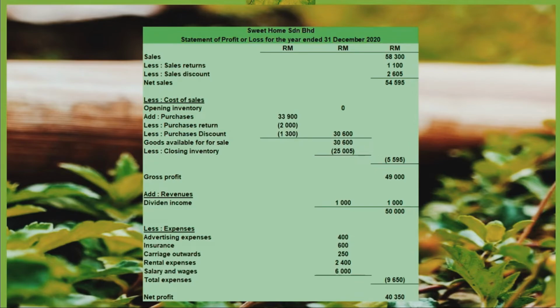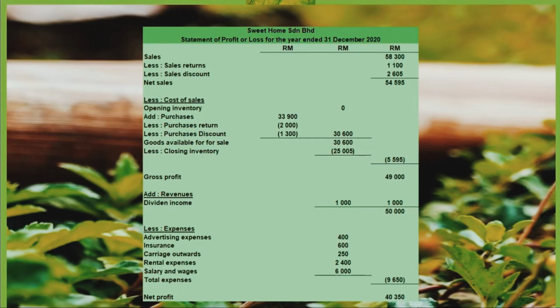And then we will find the goods available for sale by adding opening inventory and cost of goods purchased that amounted to 30,600 ringgit. For your information, we don't have the opening inventory because we just started the business. After that, we will deduct the closing inventory of 25,005 ringgit to get the cost of goods sold that amounted to 5,595 ringgit. Next, we will calculate the gross profit by deducting 5,595 ringgit from net sales, and then we will get the gross profit that amounted to 49,000 ringgit.